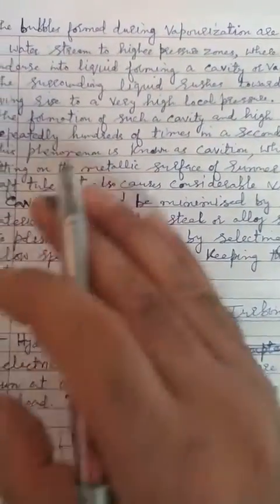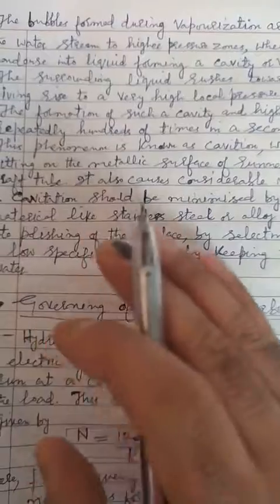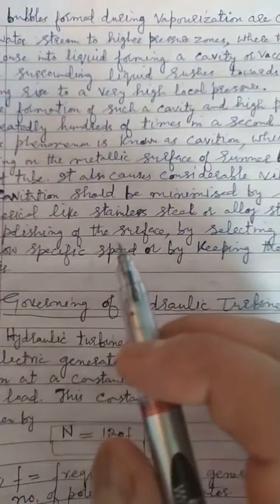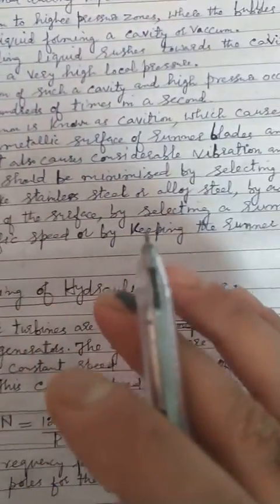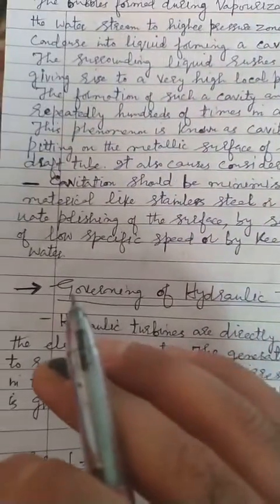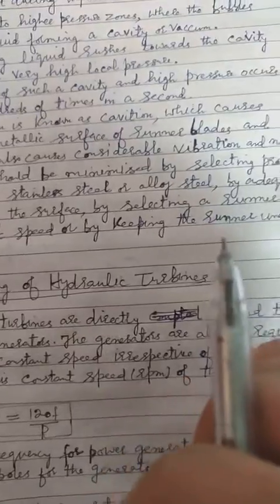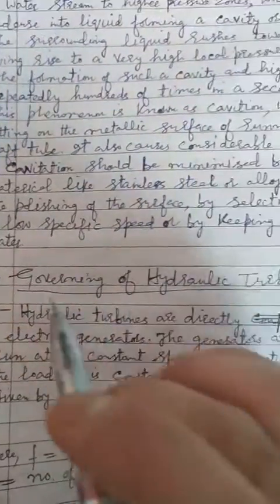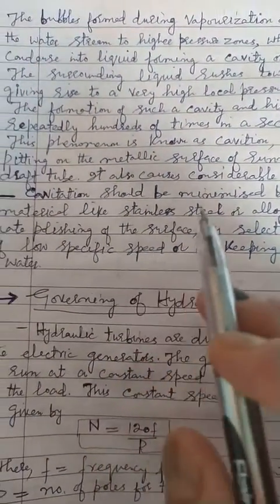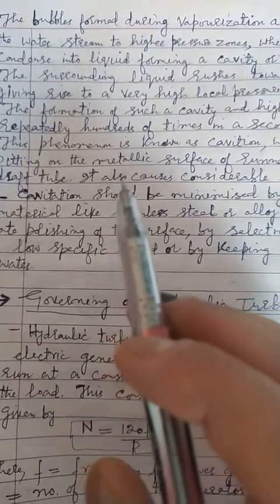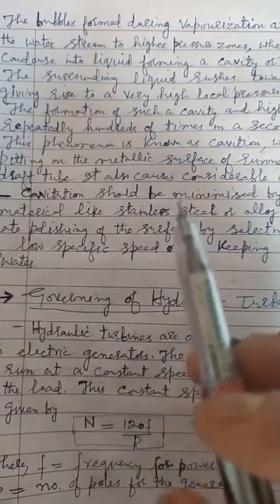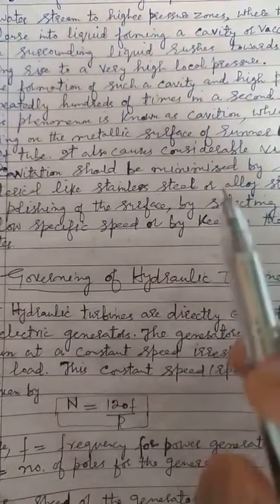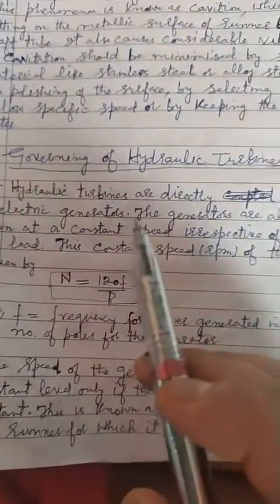You know what is polishing? It means using some rough surface to finish this metallic surface. ठीक है. Materials like stainless steel, and you can reduce it by polishing the metallic parts, by selecting a runner of high specific speed, or by keeping the runner under water. ठीक है. So these are the conditions used to reduce cavitation. So I told you what is cavitation, how it is formed, what are its drawbacks, and how it can be minimized. ठीक है. Let us move on to the next topic, what is governing of the hydro turbine.